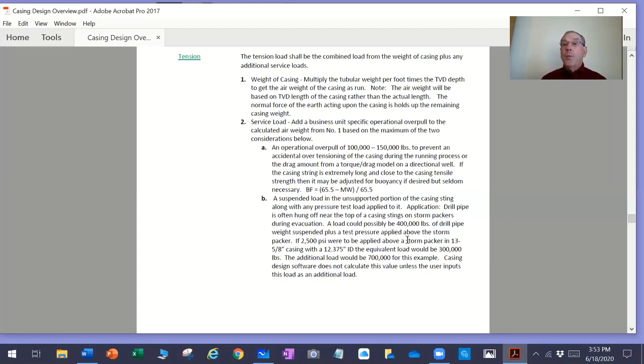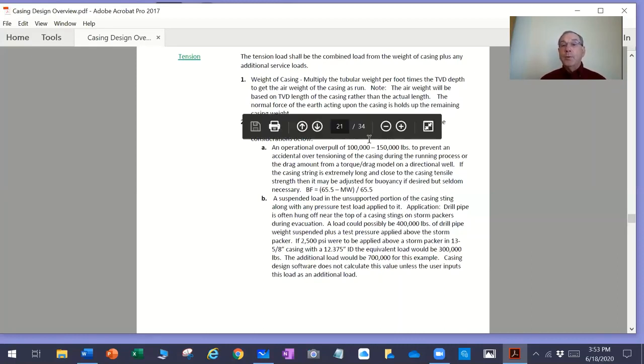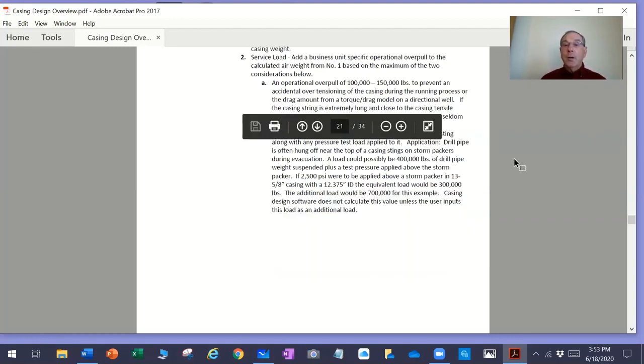You just have to know that that's what you may do based on your experience of your operation, and consider a 700,000 pounds weight at the top as opposed to this 150,000 pound weight at the top overpull. Whichever is the greater for your operation is what you're going to have to consider.